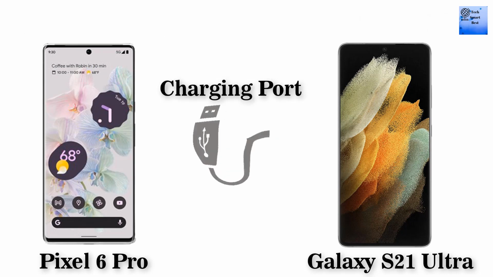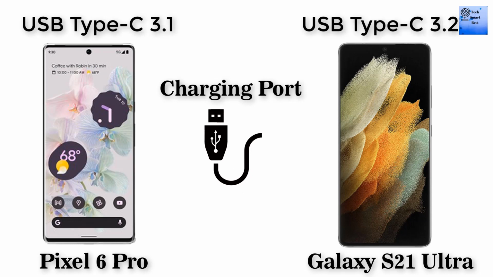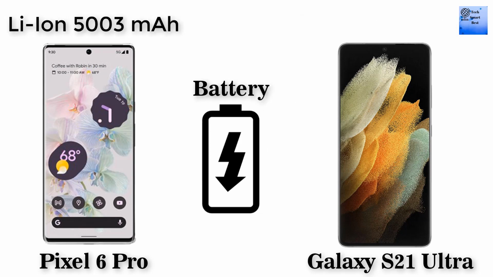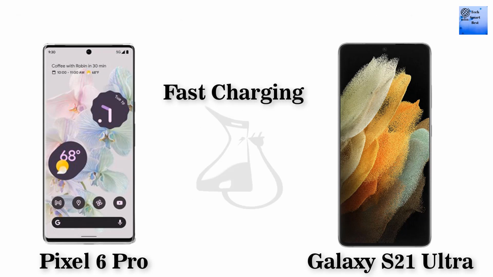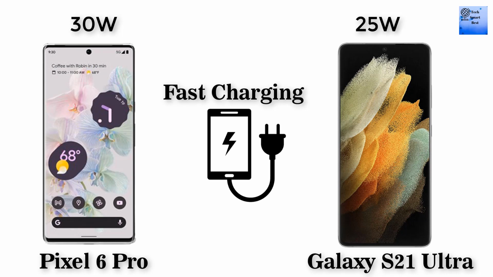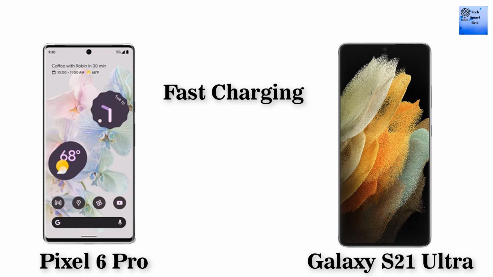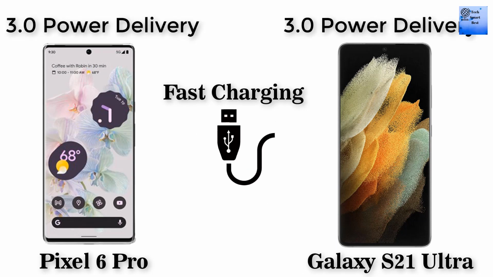A2DP. The charging port of the Google Pixel 6 Pro is USB Type-C 3.2 and the charging port of the Samsung Galaxy S21 Ultra is USB Type-C 3.2. The battery type of the Google Pixel 6 Pro is a 5003 mAh non-removable battery, and the battery type of the Samsung Galaxy S21 Ultra 5G is a 5000 mAh non-removable battery. The fast charging is 30W on the Google Pixel 6 Pro and 25W on the Samsung Galaxy S21 Ultra 5G. The USB power delivery 3.0 is on the Google Pixel 6 Pro and the USB power delivery 3.0 is on the Samsung Galaxy S21 Ultra 5G.